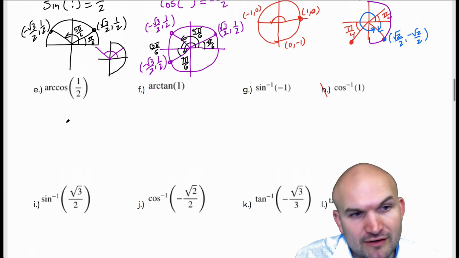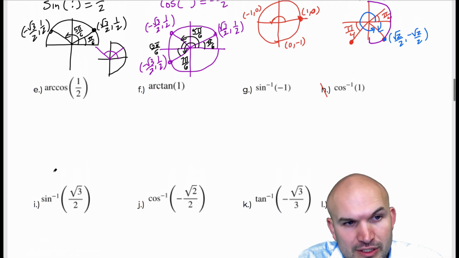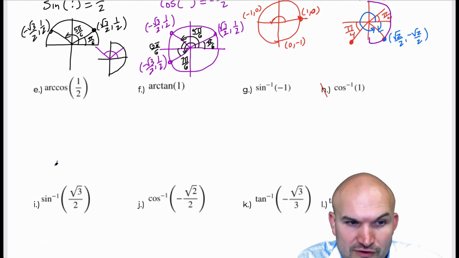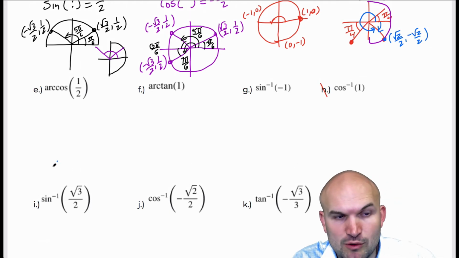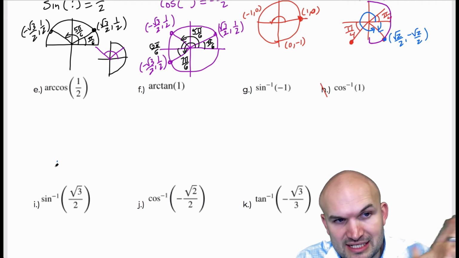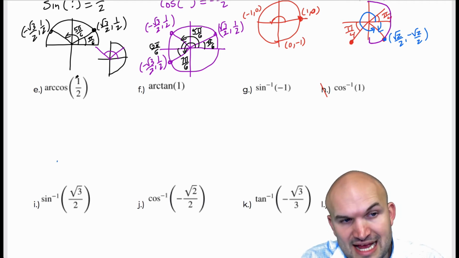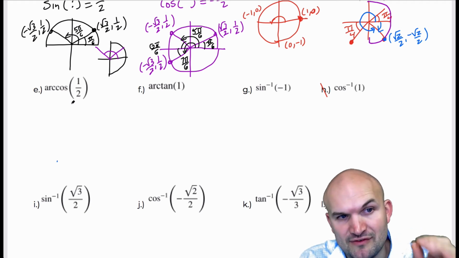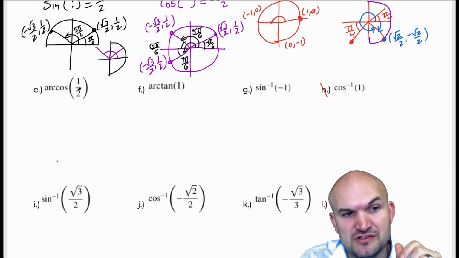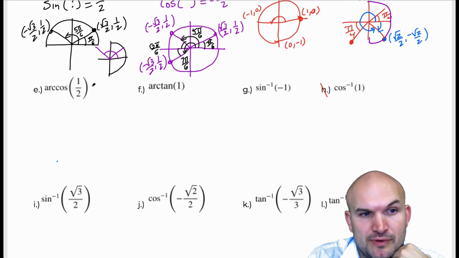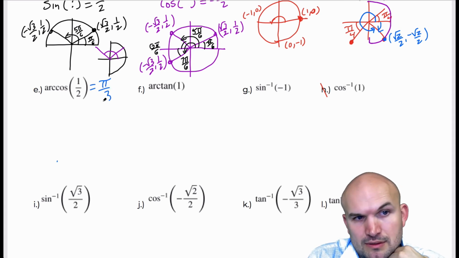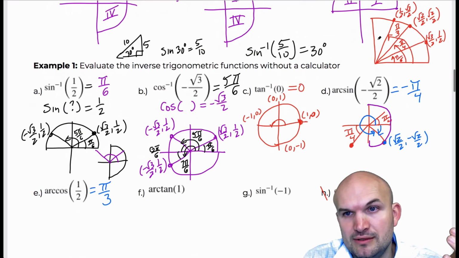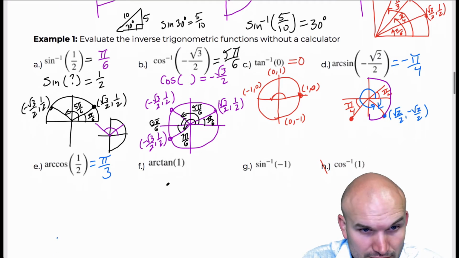So the arc cosine of 1/2. Obviously we're looking for angles that are in the first and the second quadrant. If cosine is in the second quadrant, it's negative. So therefore this has to be the angle in the first quadrant. The only angle whose cosine gives me 1/2 is going to be pi over 3. And if you look at the angle pi over 3, you can see the cosine is 1/2.